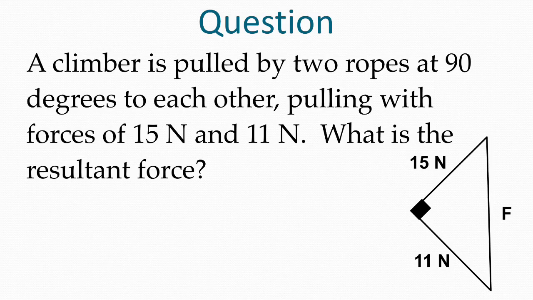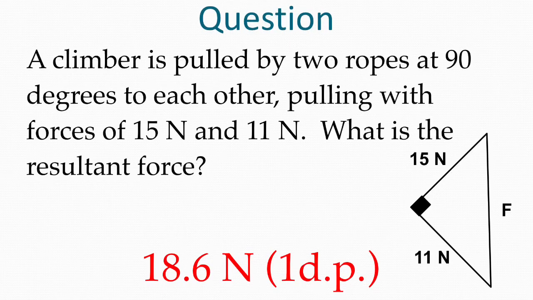A climber is pulled by 2 ropes at 90 degrees to each other. One rope is pulling with a force of 15 newtons, the other rope is pulling with a force of 11 newtons. What would the resultant force on the climber be? Pause the video again while you work it out. You should find that gives you an answer of 18.6 newtons.